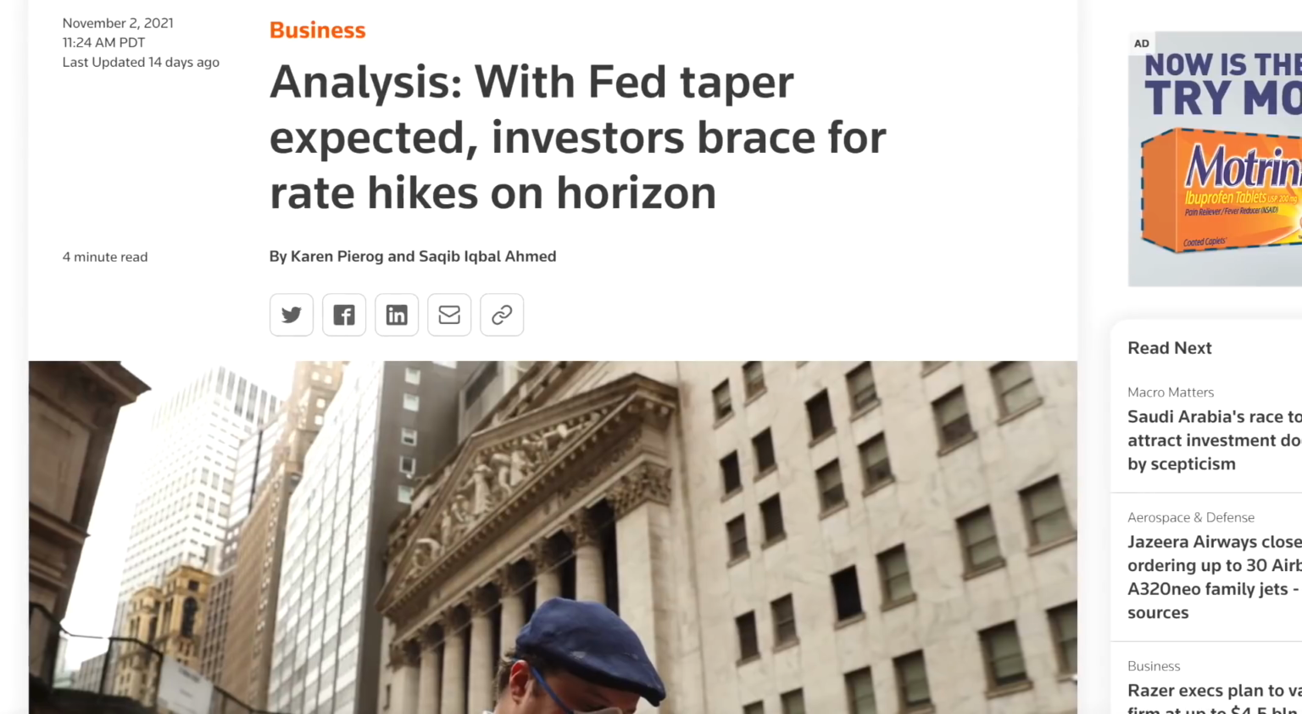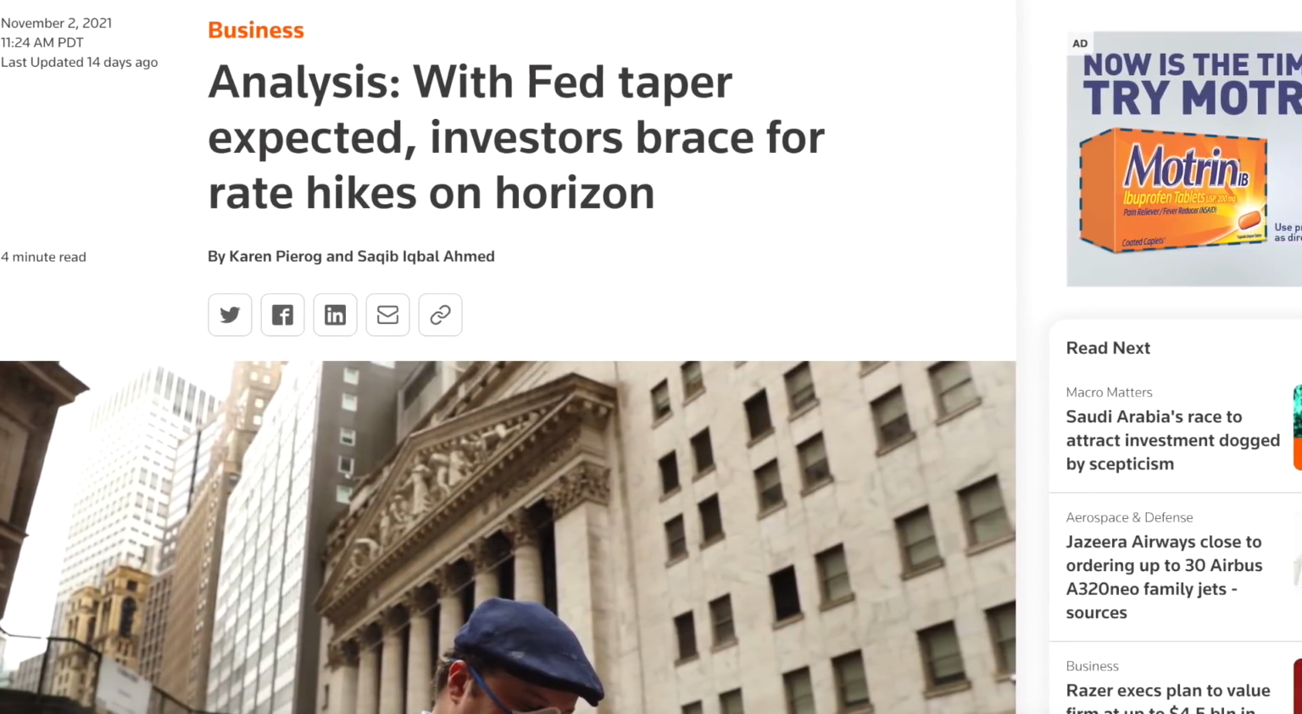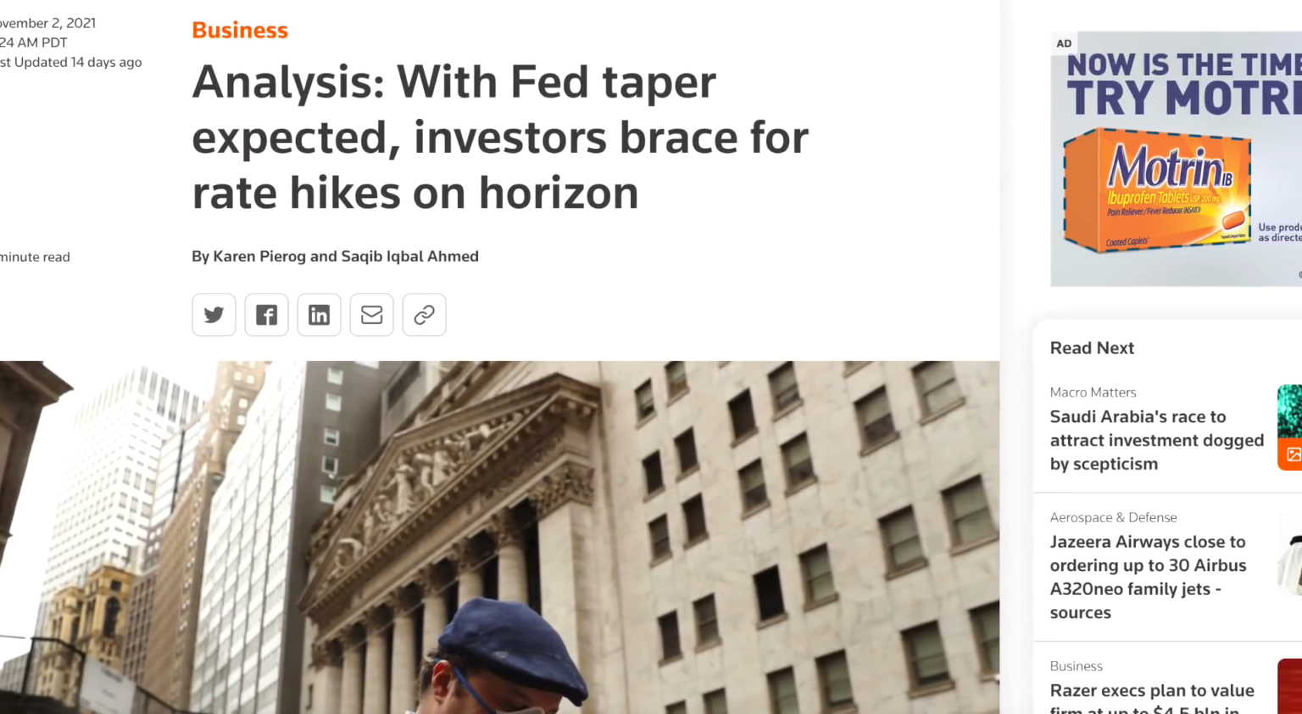So for example, with tapering, if they pull back on buying assets, they're hoping that this sends shockwaves through the banking system, which will hopefully then tell consumers it's going to be much harder to get a loan, so you better not spend as much money, which should in turn lower demand for goods.